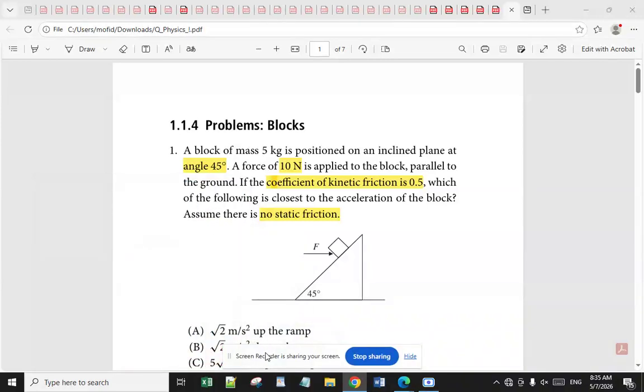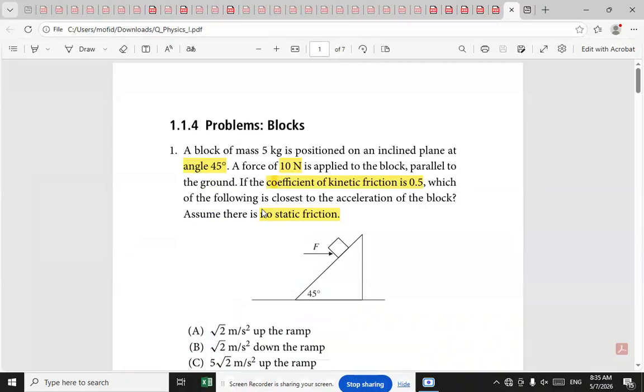In the name of Almighty God, I'm Master Sankasha, and today I want to talk about the problems about blocks. I have here a block on the plane, with a mass of 5 kilograms, and the angle here is 45 degrees. The force applied to this block is parallel to the ground, and it's 10 newtons. We assume there is no static friction, but the coefficient of kinetic friction is 0.5, and we want to know the acceleration.